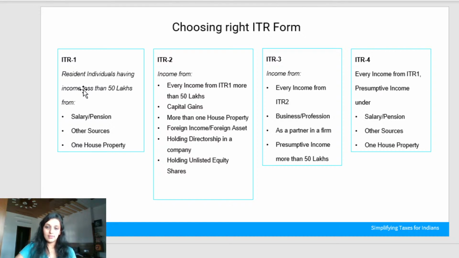So this is how you can select the ITR form depending on which income category you fall into, and you can make the right choice. But using the ClearTax software, you don't have to worry about the ITR forms.